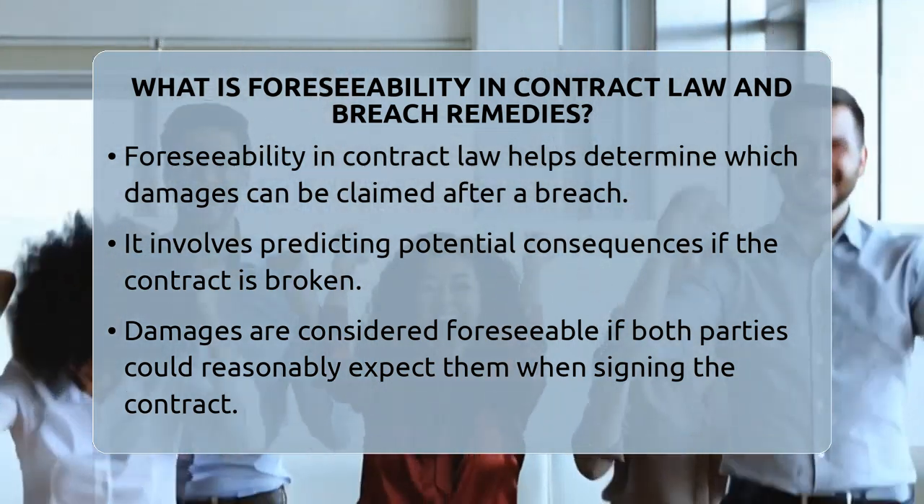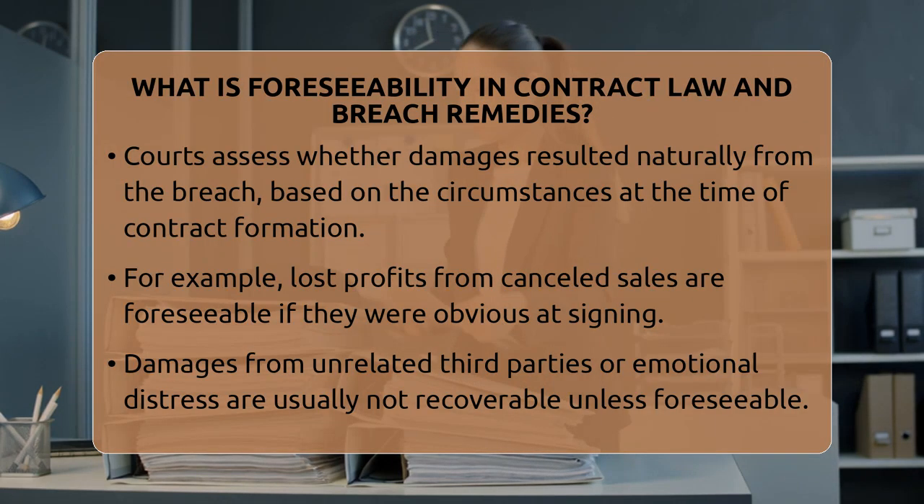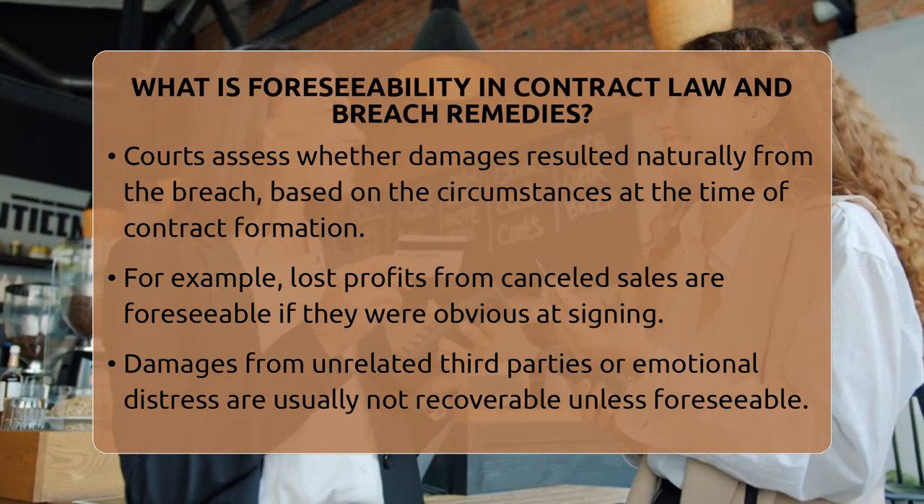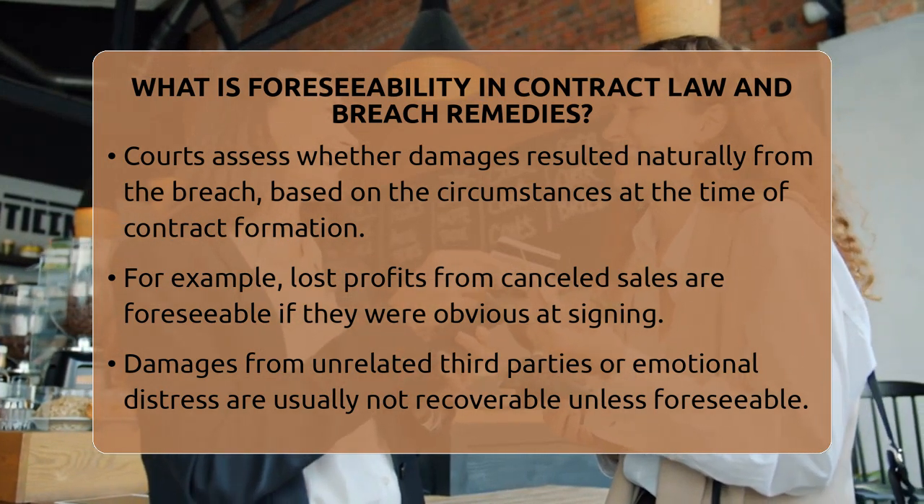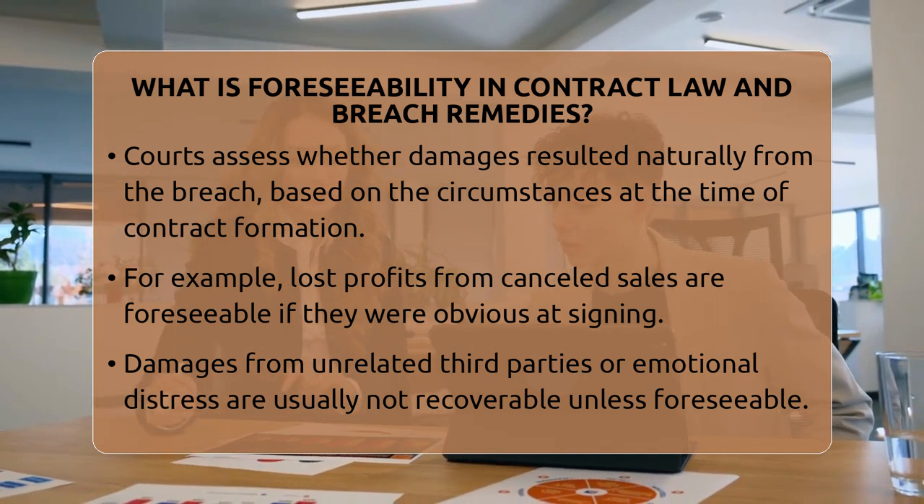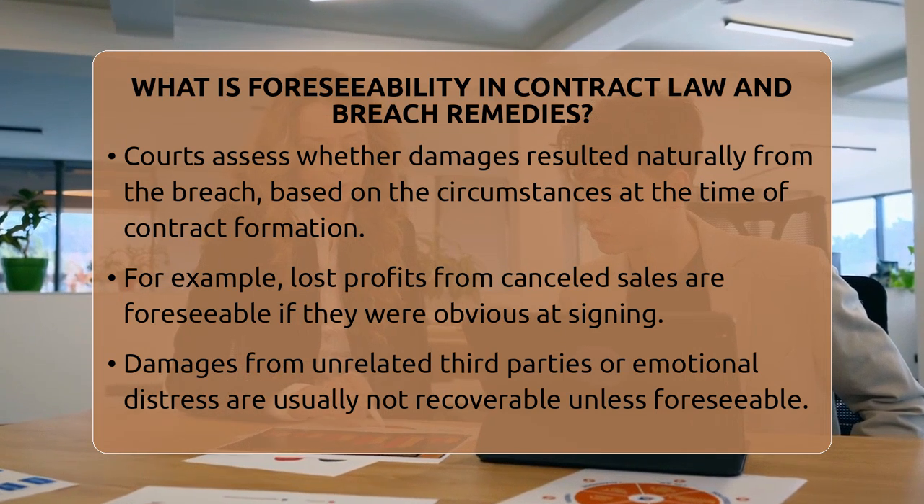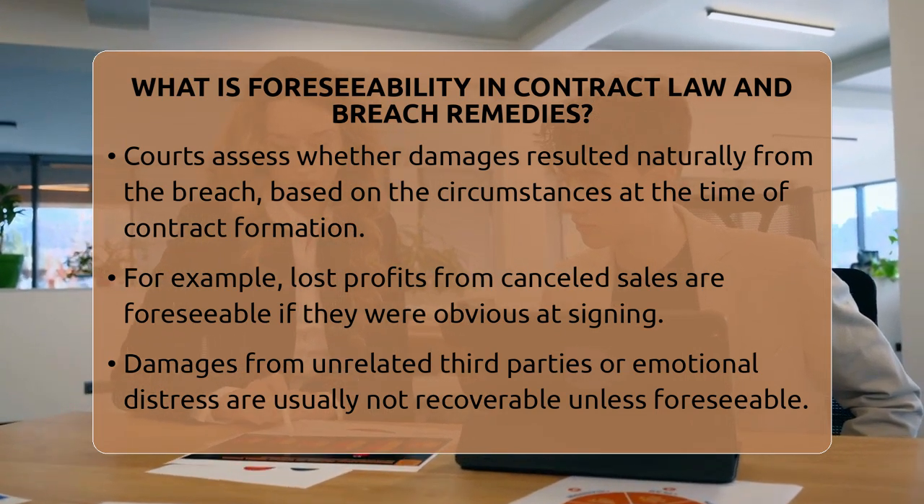For example, if you agree to deliver a product by a certain date and the buyer cancels, you might lose profits from that sale. If those profits were obvious at the time of signing, they are considered foreseeable. But if you lose a contract with a different company because of the breach, that might not be foreseeable unless you could have reasonably predicted it.